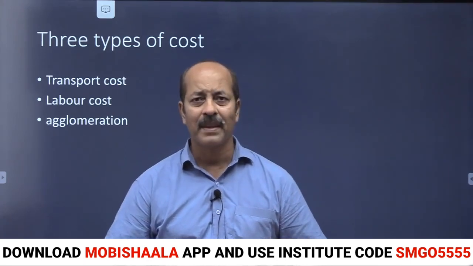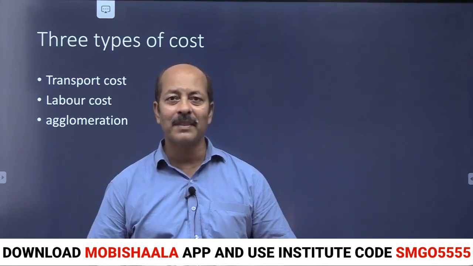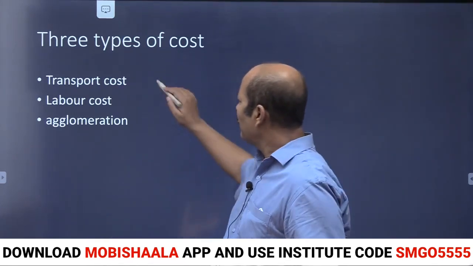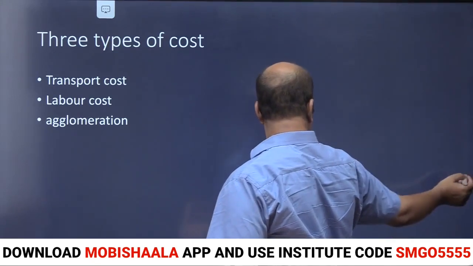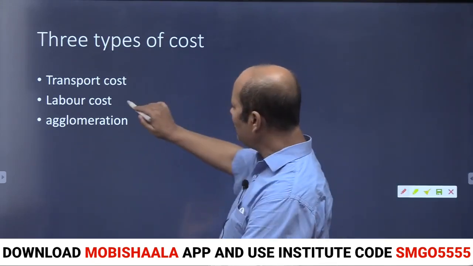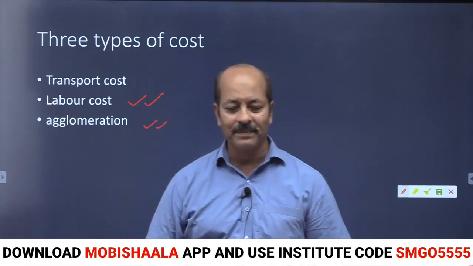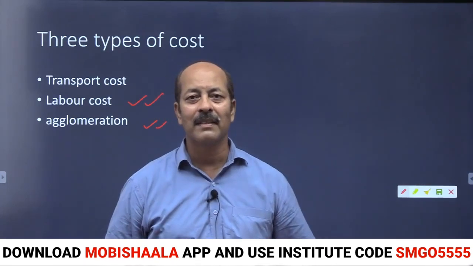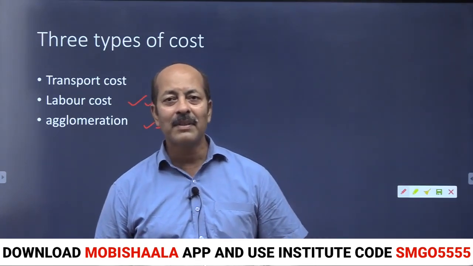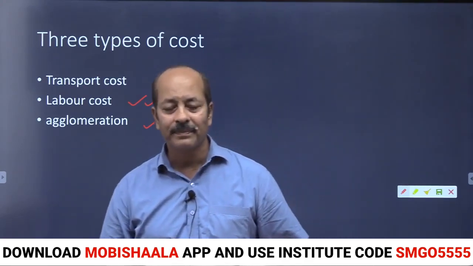Right there in the same paragraph you write, there are three components of Weber theory. The first one, transport cost. The second one, labor cost. And the third one, agglomeration. Write with care: the first one, transport cost. The second one, labor cost. And the third one, agglomeration principle.